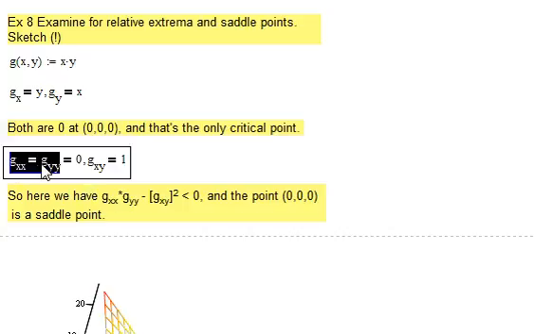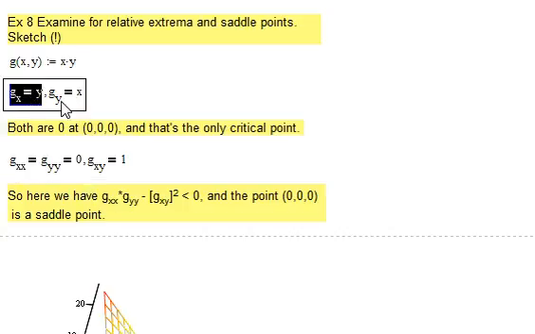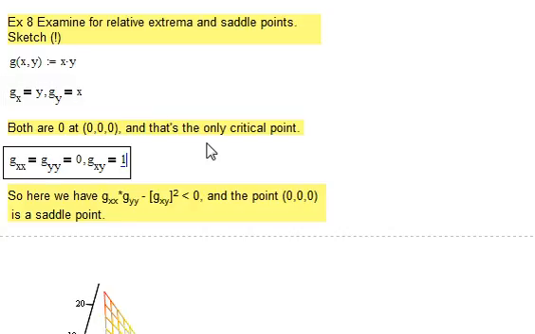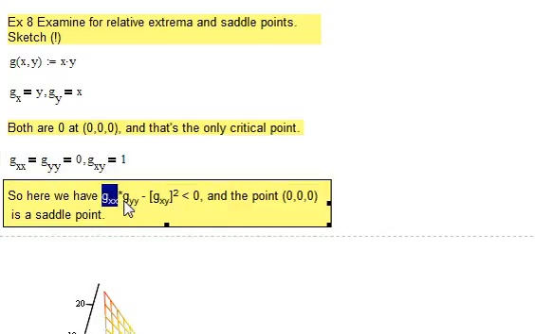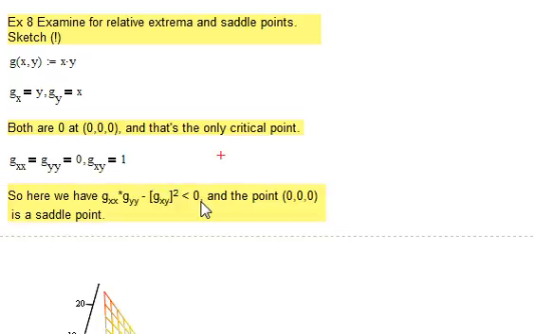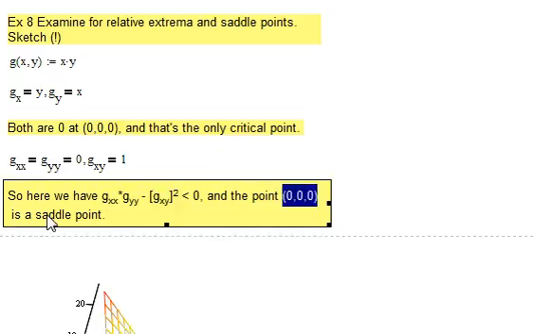Notice that the second partial of this one with respect to x is 0. The second partial of this one with respect to y is also 0. But the mixed partial of g of x, y with respect to y is 1, and the partial of this with respect to x is 1. So either way we do that, that's 1. So we have the second partial with respect to x, 0, times the second partial with respect to y, 0, minus 1 squared, so that's a negative number. So the point (0, 0, 0) is a saddle point.